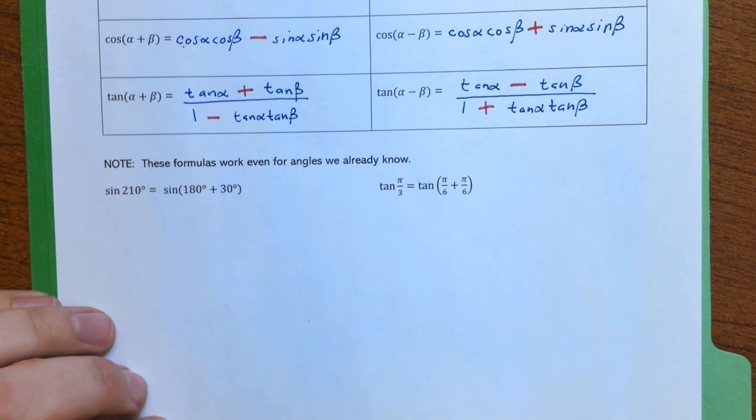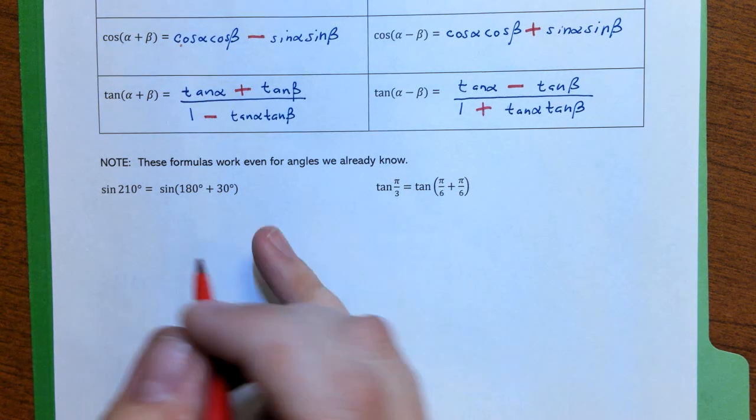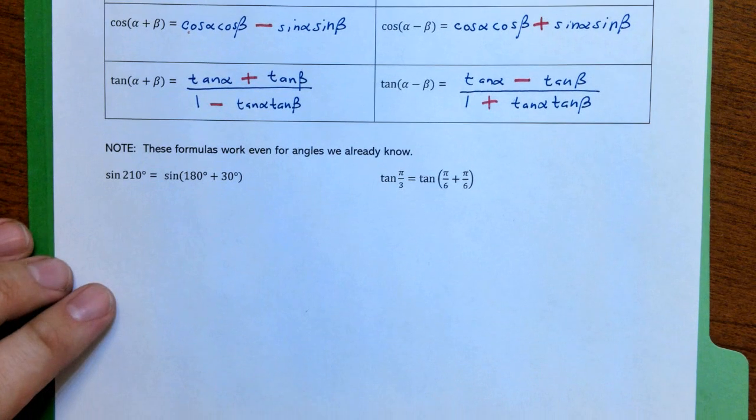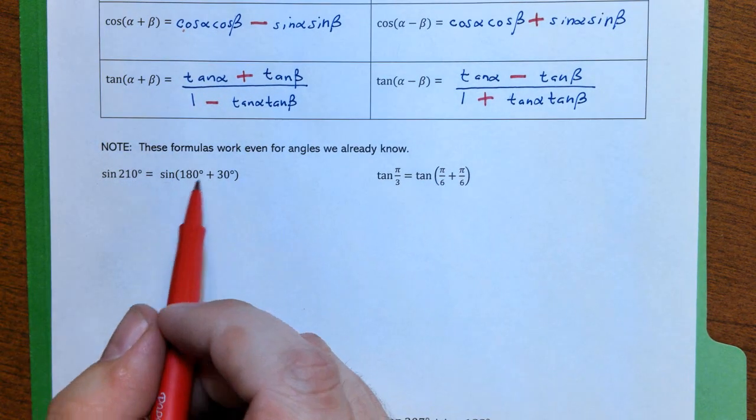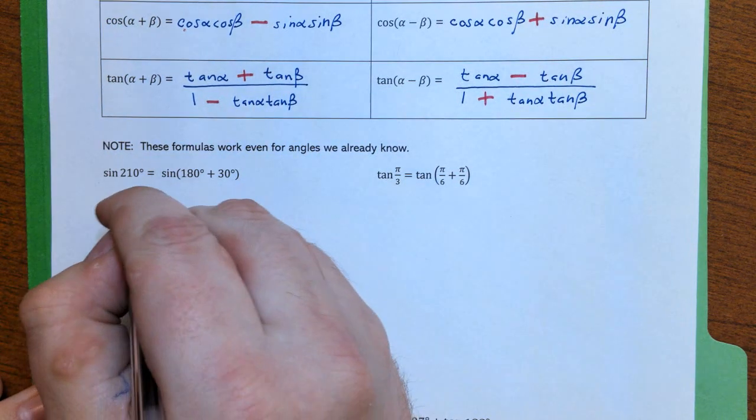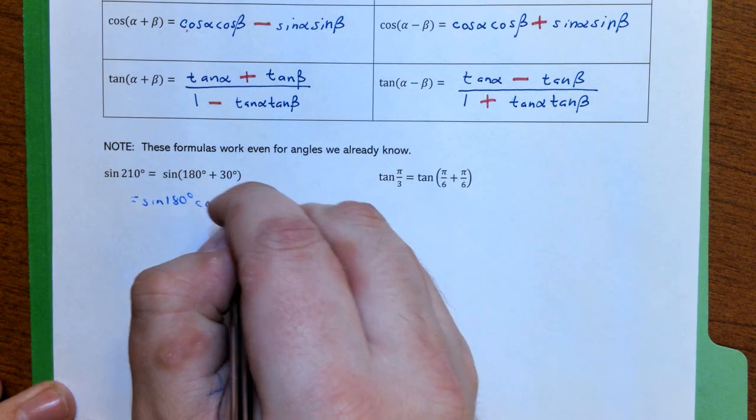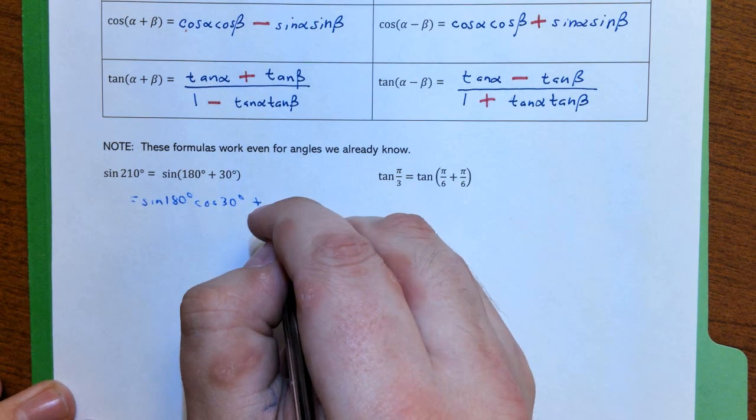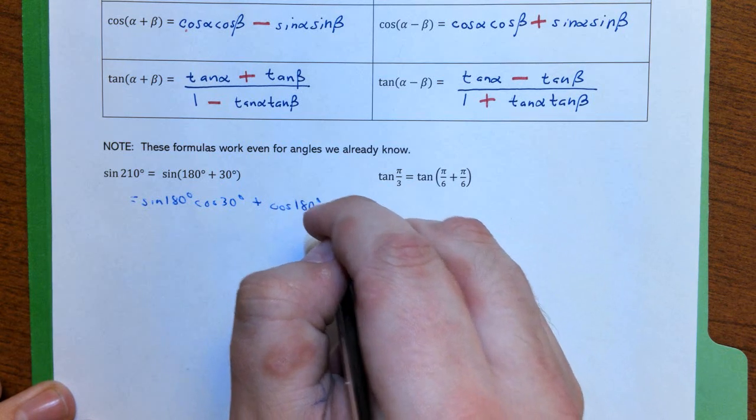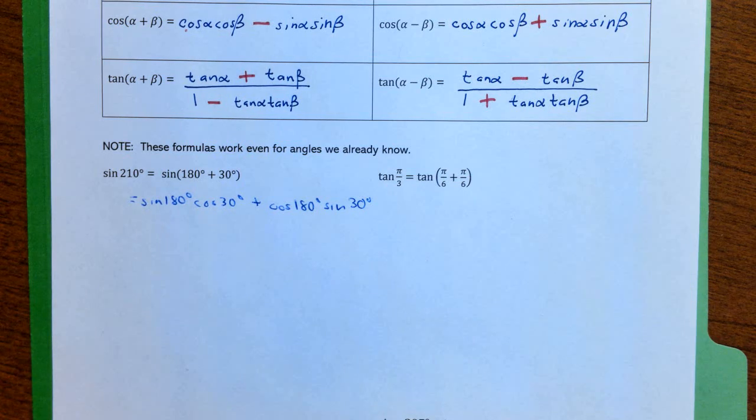If I asked you for the sine of 210 degrees, well, 210 degrees we know is on our unit circle, so we should already be able to figure out the sine of 210 degrees. I would note, though, that 210 is actually 180 plus 30. So I should be able to use the sum formula up above and say that this is, in fact, the sine of 180 degrees times the cosine of 30 degrees plus the cosine of 180 degrees times the sine of 30 degrees. And again, we already know those things.